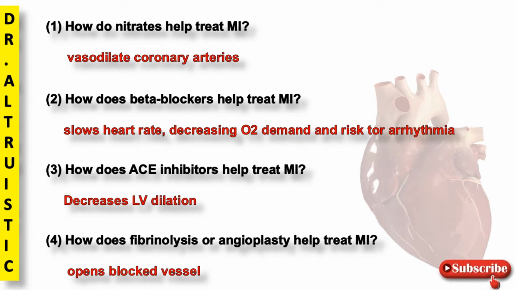1. How do nitrates help treat MI? Vasodilate coronary arteries. 2. How do beta blockers help treat MI? Slows heart rate, decreasing O2 demand and risk of arrhythmia. 3. How do ACE inhibitors help treat MI? Decreases LV dilation. 4. How do fibrinolysis or angioplasty help treat MI? Opens blocked vessel.